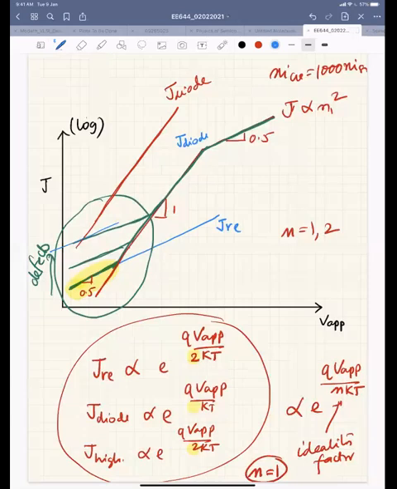We have to draw this characteristic in the 3 different regions. And even if you go to the lab and measure a diode, you will see those 3 different regions very clearly. Okay, so this is all about the ideality factor.